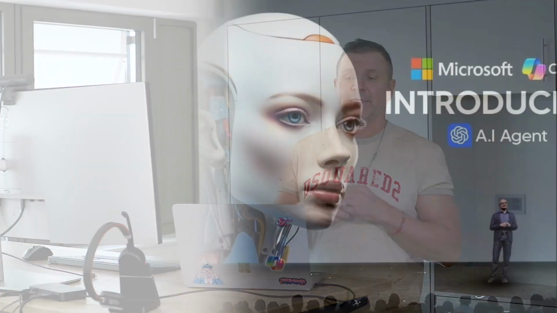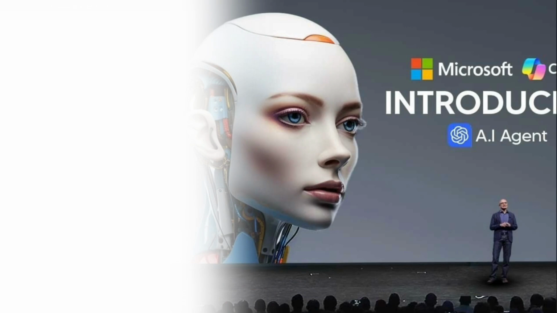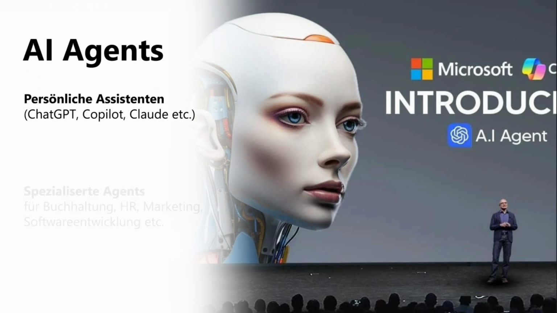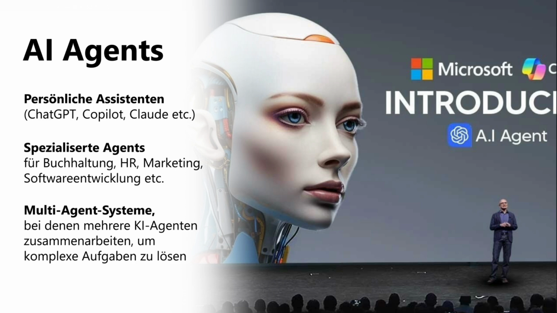And this is just the beginning of where the journey is going. On the screen, you see personal assistants. The next step is agents. Agents use Copilot, and for example, in payroll or financial accounting, an agent can automate recurring, tedious processes.